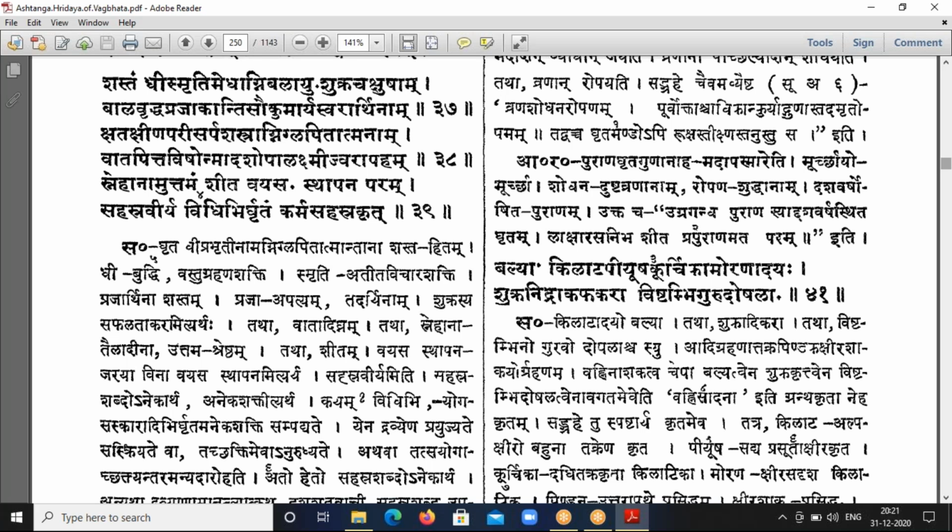Kshiram sadhya prasudayaha piyusham iti sapnita. That is how it is defined. Sadhya prasudayaha kshiram piyusham iti sapnita.